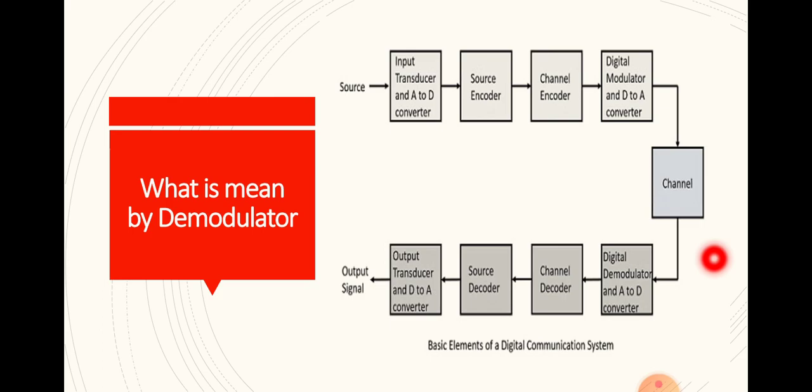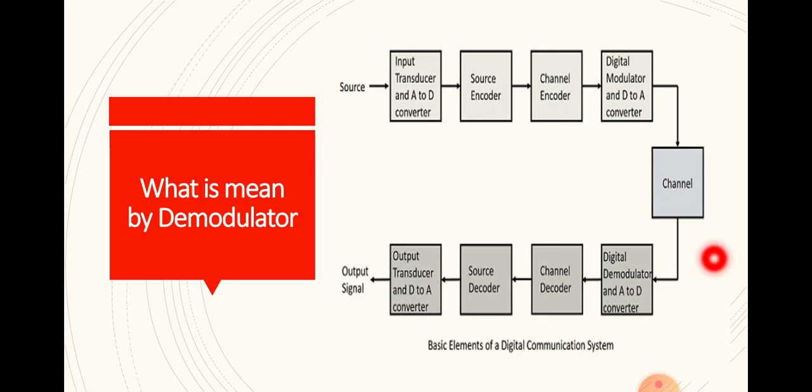The role of a demodulator is exactly opposite to the modulator. What does a modulator do? A modulator adds the carrier signal and the modulating signal, but a demodulator separates the carrier and the modulating signal. It removes the carrier and across the output we get only the modulating signal.